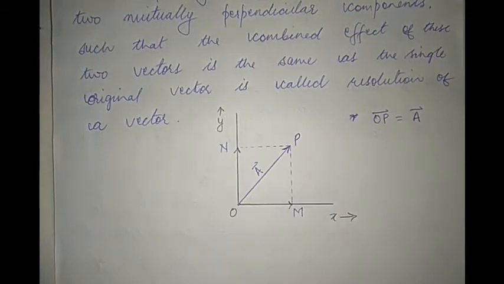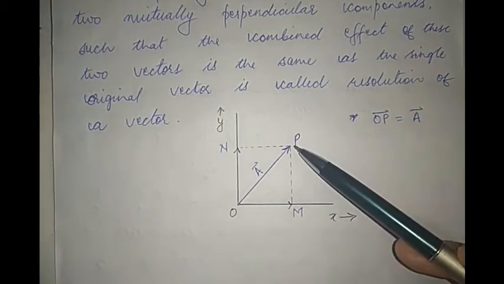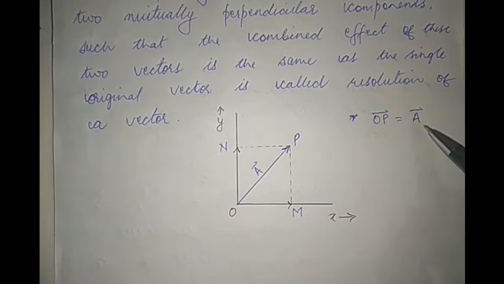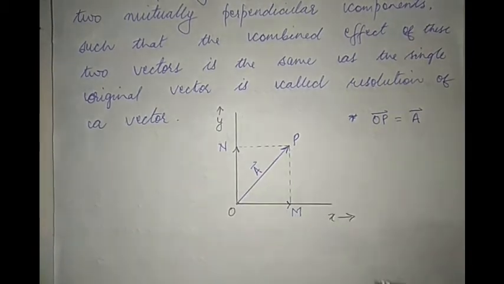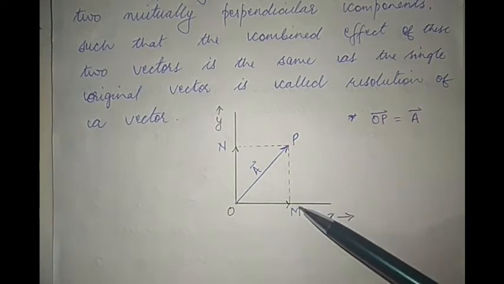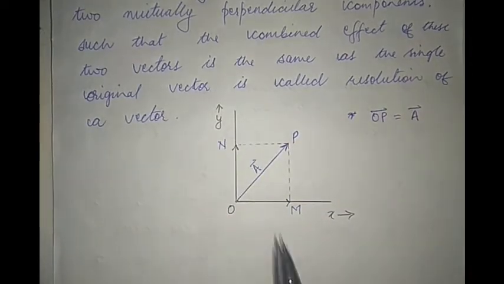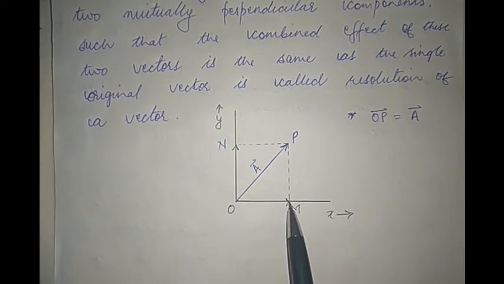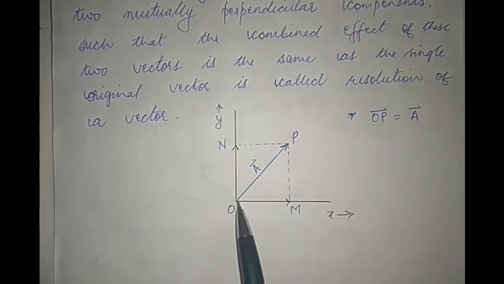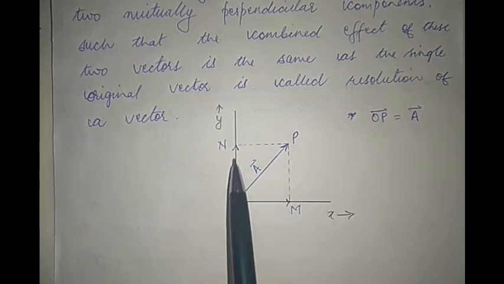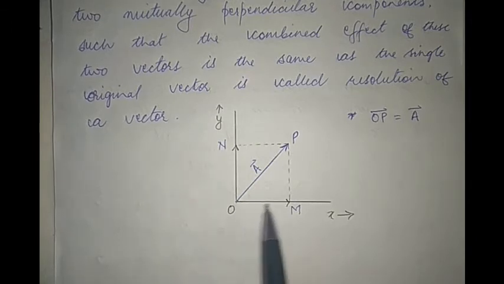In order to split the vector, from the tip of our vector A, or the tip of our vector OP, we drop a perpendicular on the x-axis and we also drop a perpendicular on the y-axis. So this vector OM along the x-axis is one of the components and the other component is vector ON. So vectors OM and ON are the two split mutually perpendicular components of this vector OP.